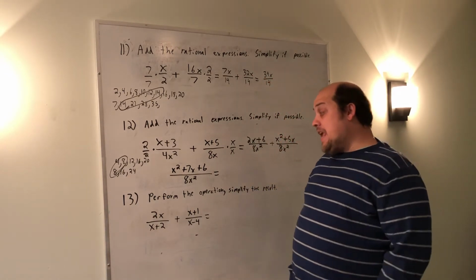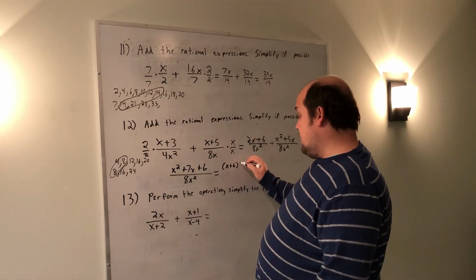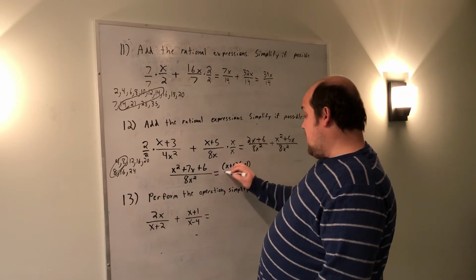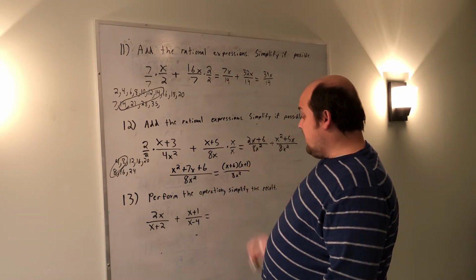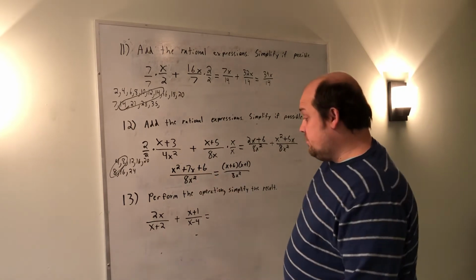That said, I can factor the top. I can factor it to x plus 6, x plus 1. And I just want to do that to check to make sure that nothing cancels on bottom. It doesn't, so I would have been fine leaving it here.